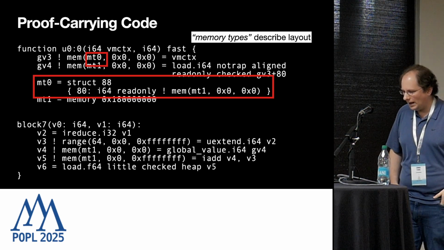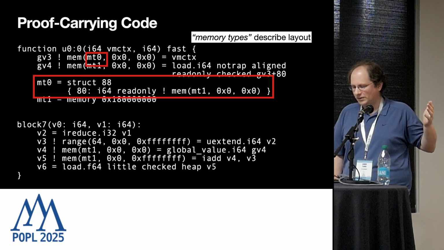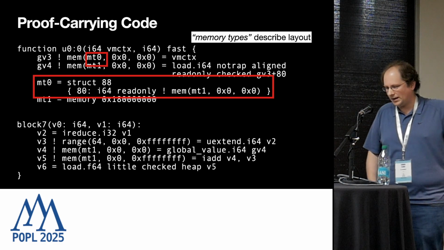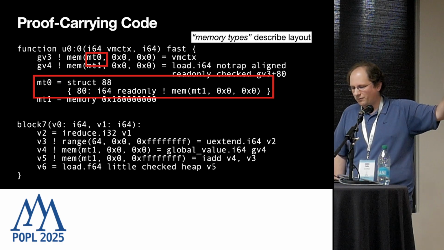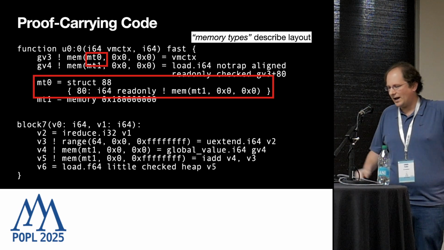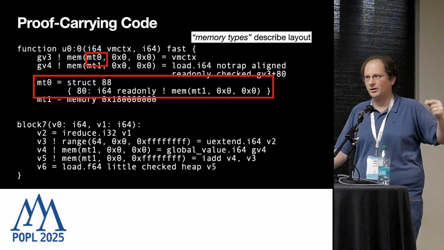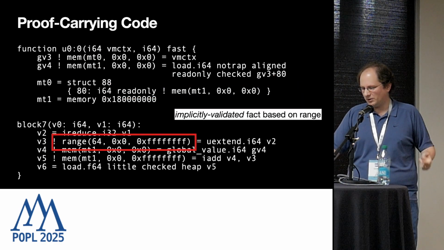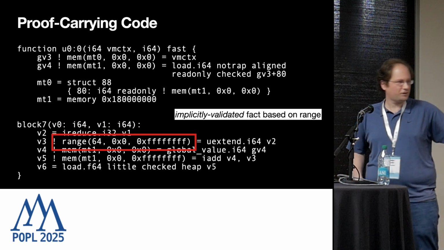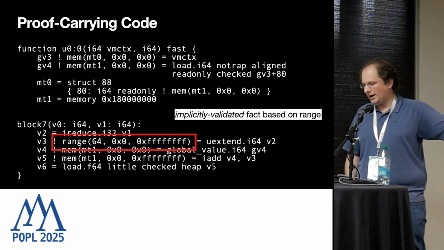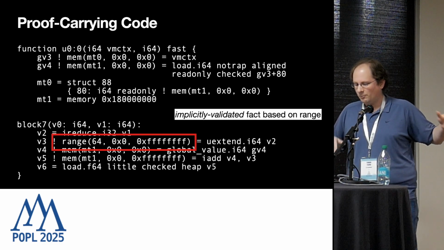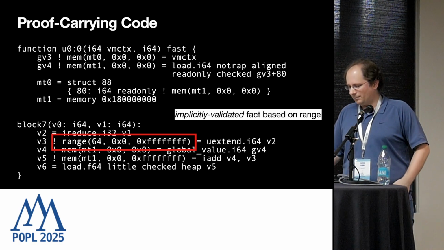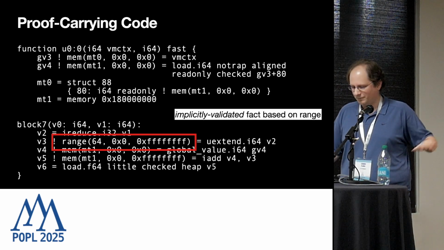And so the struct here is basically saying that it's 88 bytes, so we allow any load within the first 88 bytes offset. And then we have a field at offset 80 that has another fact attached to it. So if we do a load from that field, we get to verify and use that fact. And so we verify that when we do the loads. We also have facts that describe ranges, right? So if we have a uextend from 32 to 64, we know that that value is going to be between 0 and U32 max minus 1 inclusive. And so that's going to verify.